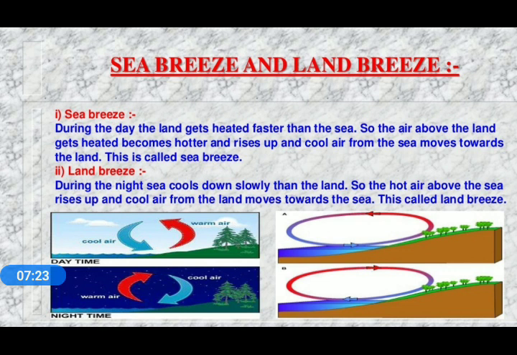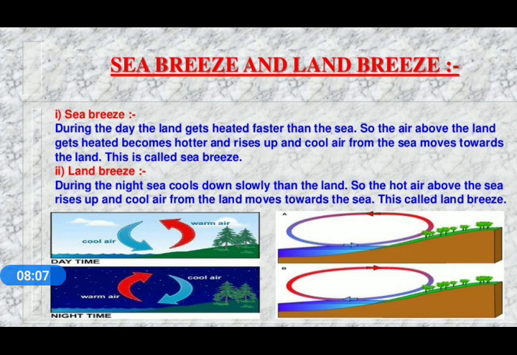Now there are two phenomena that mostly occur in the coastal areas, namely sea breeze and land breeze. How these phenomena take place can be described with the help of pictures as well as definitions. What is sea breeze? During the day, the land gets heated faster than the sea, so the air above the land gets hotter and rises up, and cool air from the sea moves towards the land. This is called sea breeze.